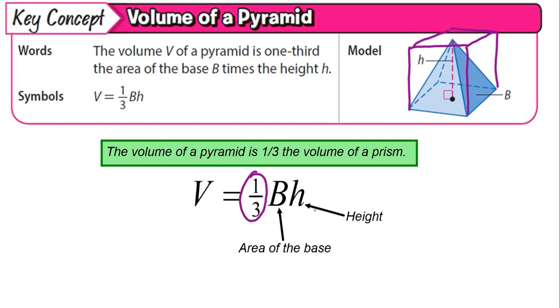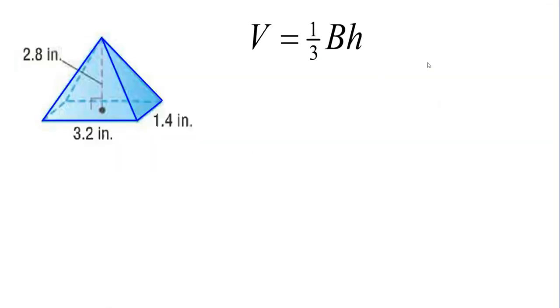So you'll notice that the formula is very similar to our formula for prisms. It's area of the base times height, but now we're just going to take 1/3 of it, or divide it by 3. So the take-home message here is the volume of a pyramid is 1/3 the volume of a prism that it fits inside of. So again, area of the base times height, and we just take 1/3 of that.